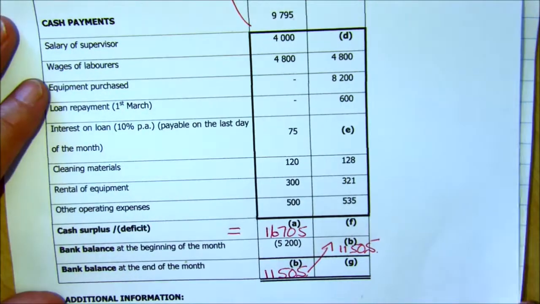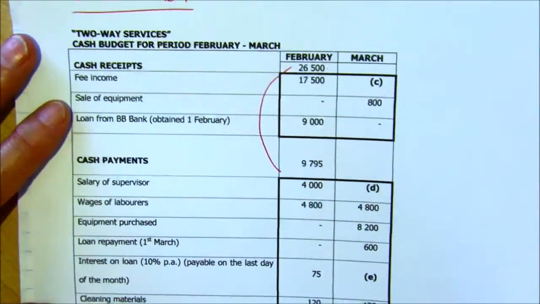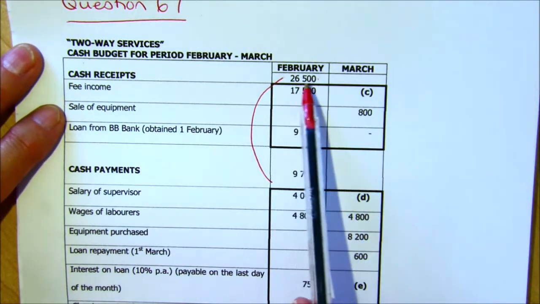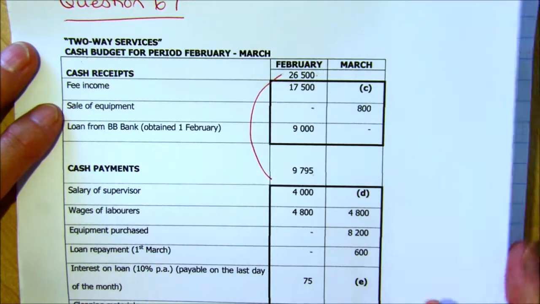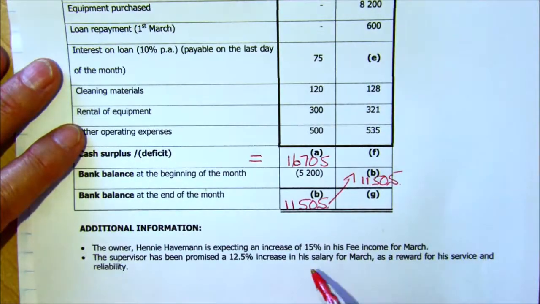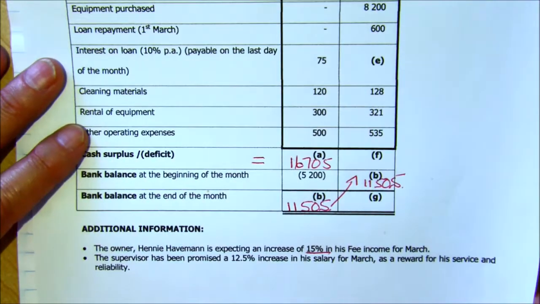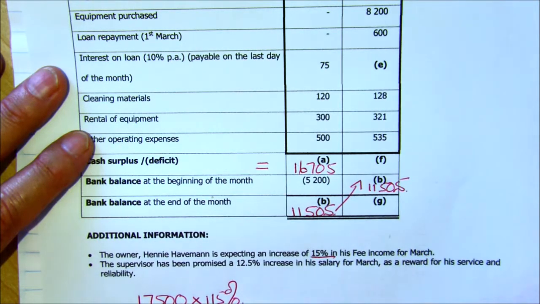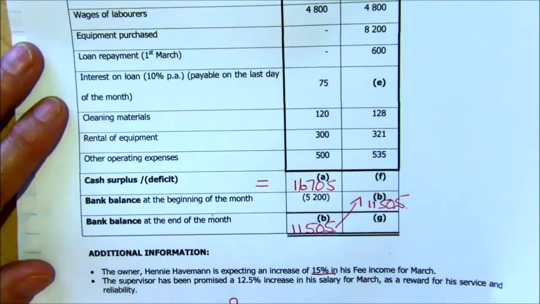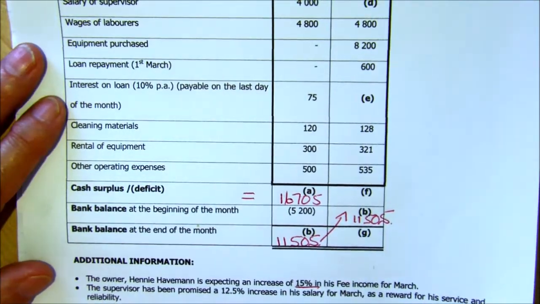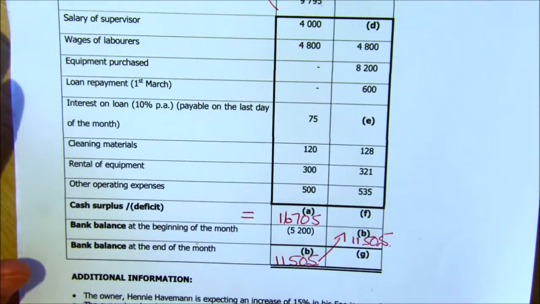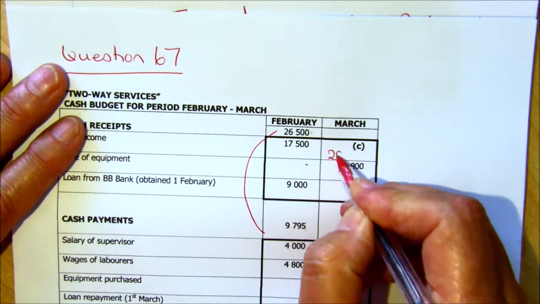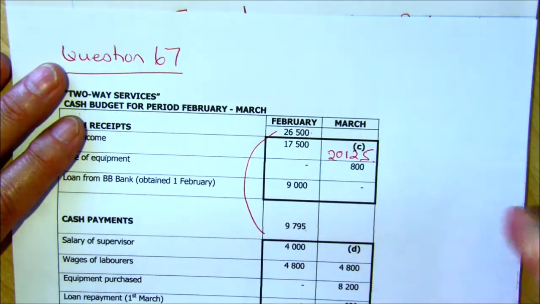Right. Now, number C, you were told that your fee income in February was 17,500, and you were told that they're expecting a 15% increase. So when you work this out there, you've got 17,500. Remember, we always start at 100. So we're going to multiply this by 115%. Or you can take the long way around and find 15% and then do a second step of adding it on. And so that gave you 20,125.